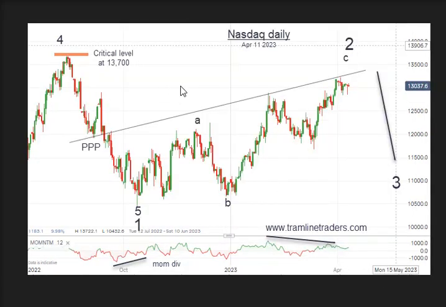Okay, here's the daily chart. This is the final plunge off wave 5 to the wave 1 low down here in October. Now the wave pattern has been very difficult to analyze. My best guess is that this is the A wave, this is the B wave of an ABC, and this is the C wave of an ABC.